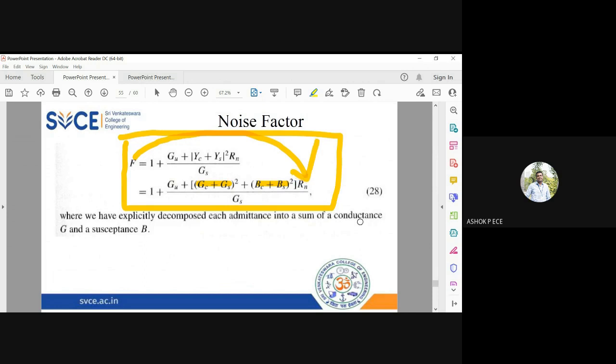One thing you see, the noise factor depends on the resistance. It is directly proportional to the resistance, and it is always more than 1 because of this term. So the ideal value of F is 1, but practically, because of all these resistances and conductances available inside your circuit, the F value is going to be slightly more than 1. Okay, so we have explicitly written everything in terms of conductance, susceptance, and resistance.